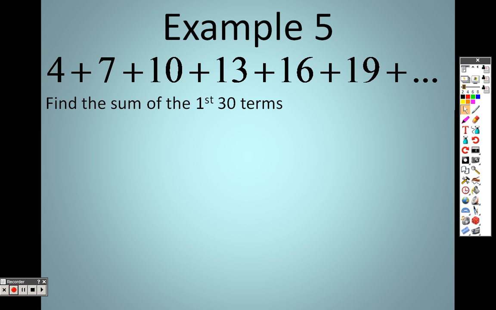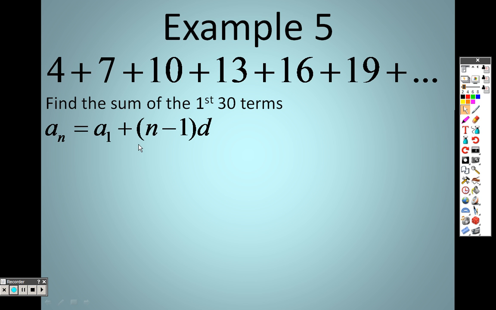So if I wanted to, I could sit there and get out my calculator and do 4 plus 7 plus 10 plus 13 plus 16 plus 19 and keep going till I have 30 terms there, press enter and get my answer. That will give you the same answer here. It really will. However, what if I said find the sum of the first 130 terms? If you want to sit there and do that, be my guest. I know that I'm not going to do that. I'm going to use the formula here in order to solve.